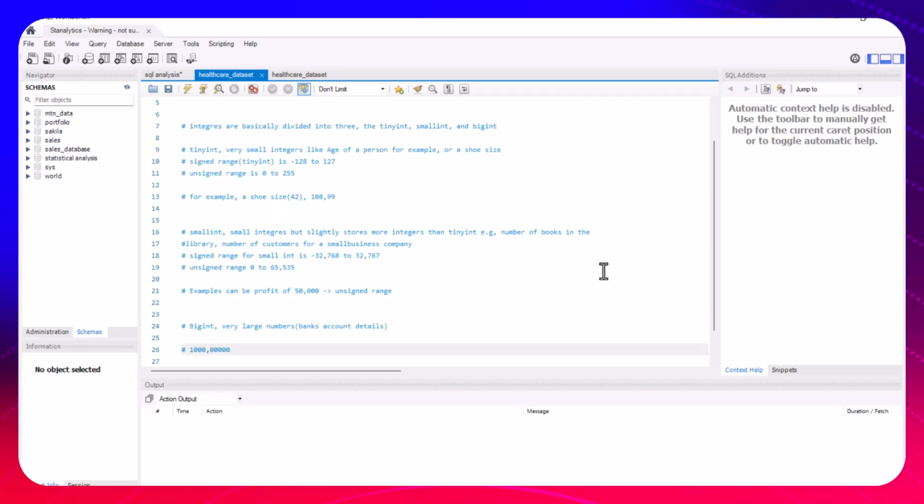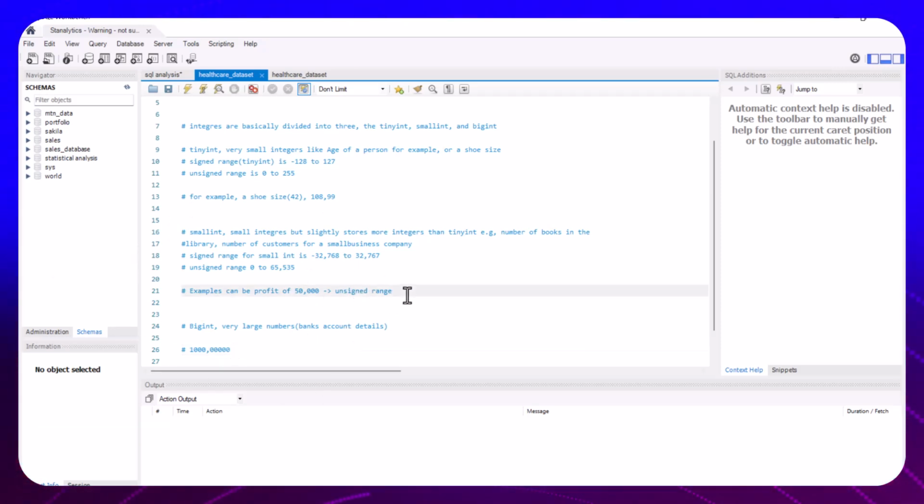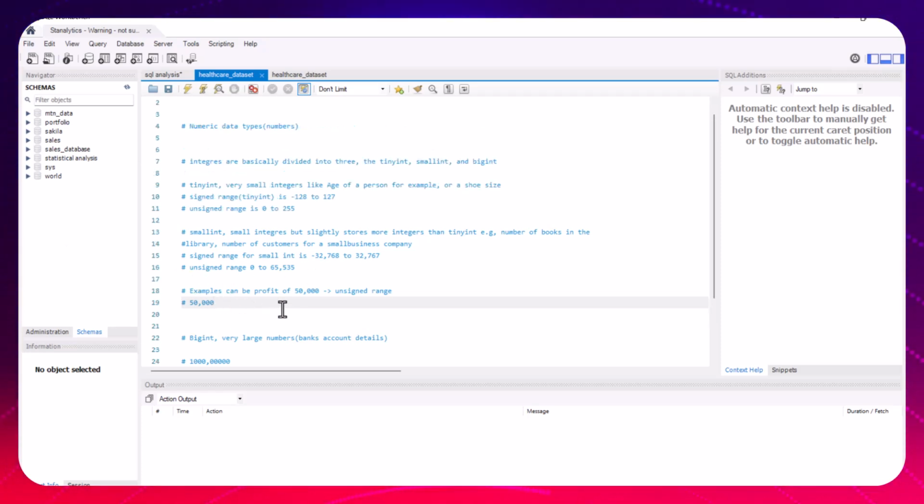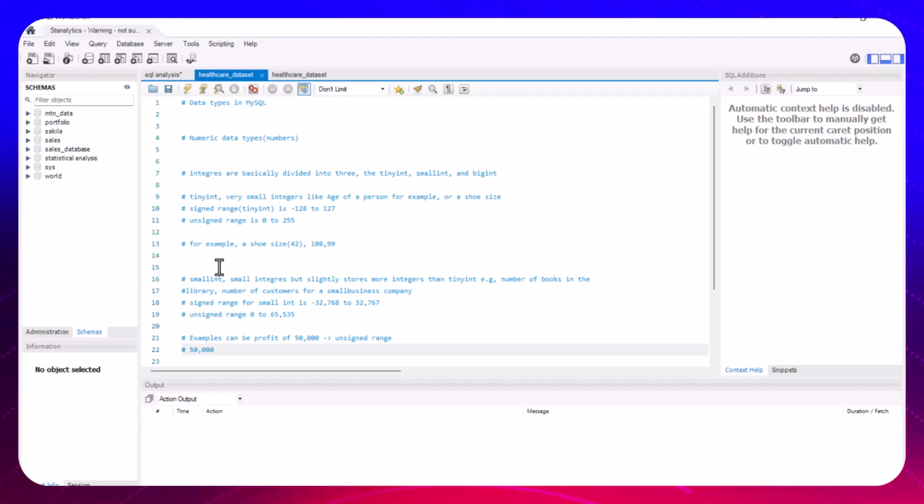Right? Small integers can be used for more than profit. You can decide to use it to store the number of customers coming to a big company. Let's say the total number of customers coming to the company is 80,000, for example. You can see that it has exceeded this range. And since you cannot have a negative value for total number of customers, we are going to be using this unsigned range. So you can see that 80,000 has actually exceeded this. But let's say for total number of customers coming to a company, let's say 50,000, it's still within this range of small integers.